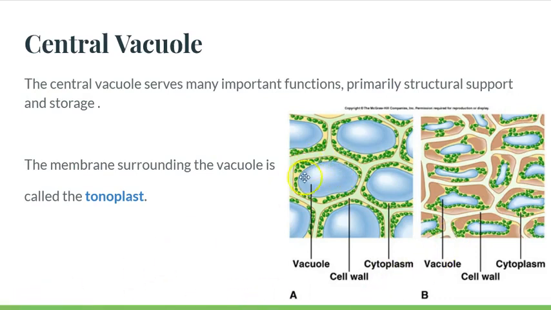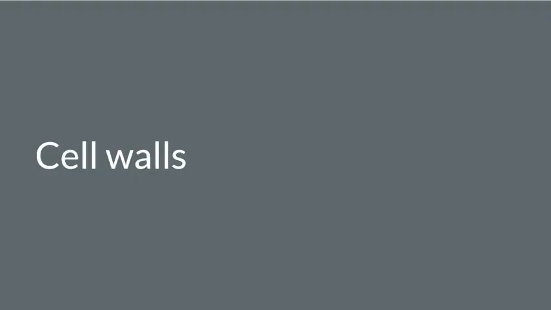So the membrane surrounding the central vacuole is called the tonoplast. If we were to look at the layers within the cell, we have the cell wall on the outside. Just inside that we have the plasma membrane, which is represented in this brownish color here. Then we have all this cytoplasm. Within the cytoplasm is our central vacuole, which is surrounded by the tonoplast. So we have cell wall, plasma membrane, tonoplast. Let's look at cell walls.